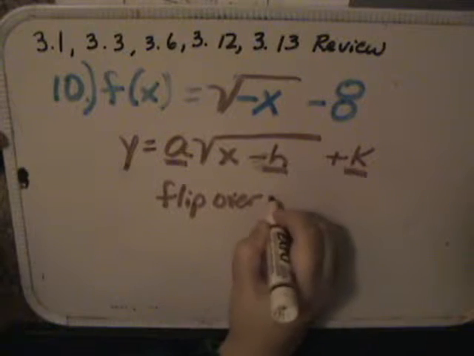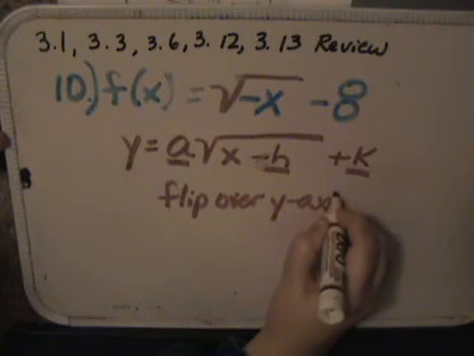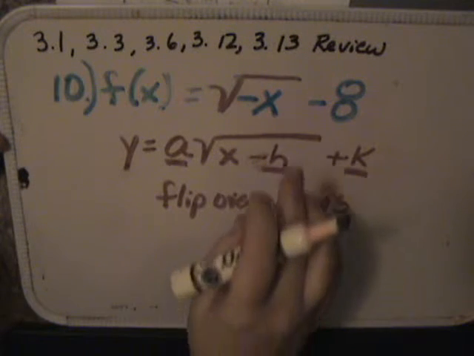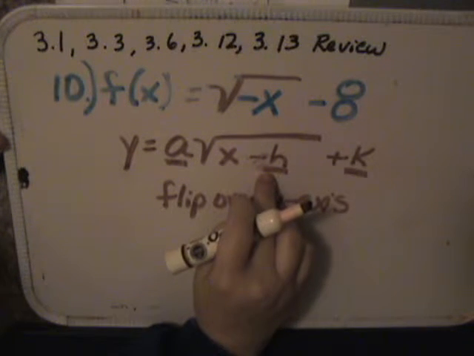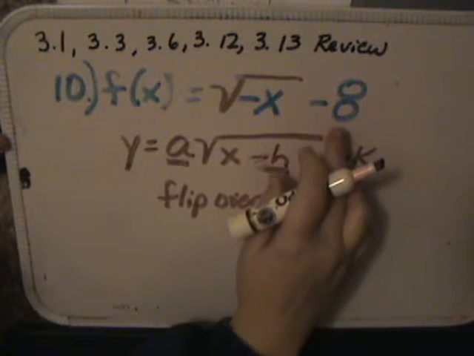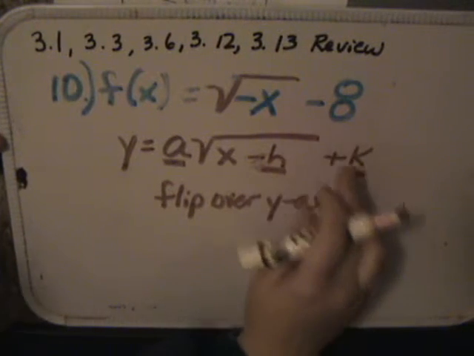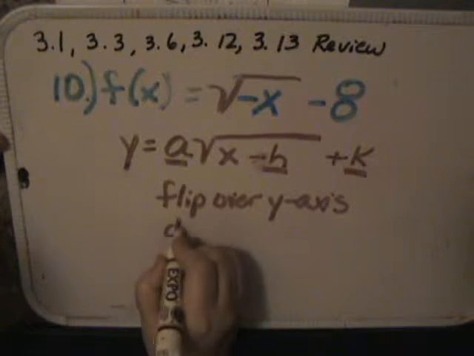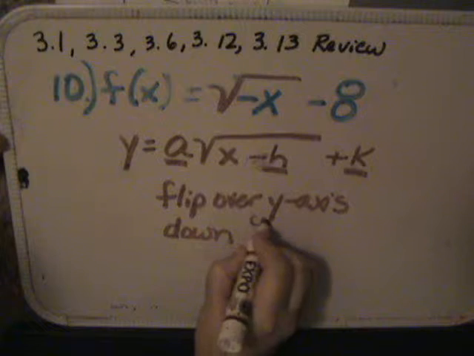over the y-axis. And you should have a list of all of these in your notes if you're taking notes. The negative 8 is not inside the radical, but it is outside the radical. So this is our k. This is our y-intercept. So it makes it move up and down. In this case, it's negative, so it's going to go down 8.